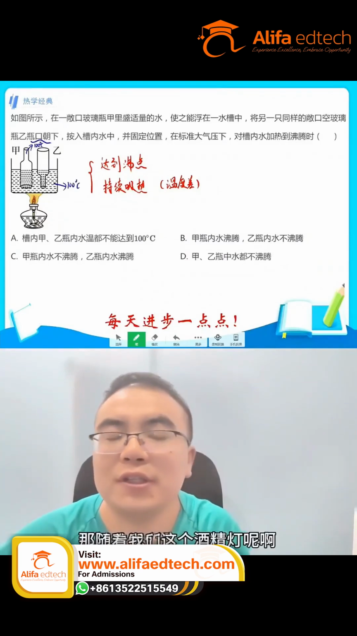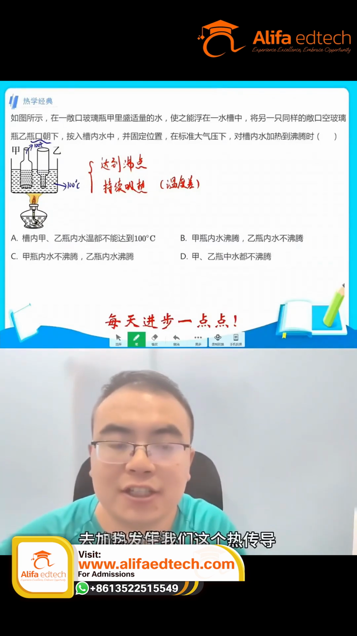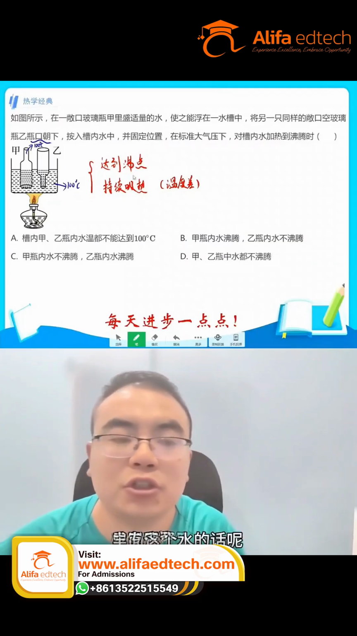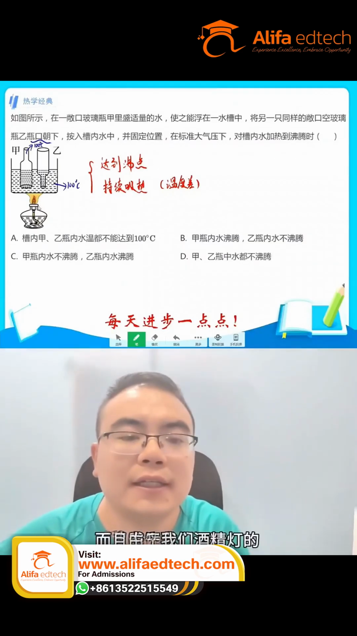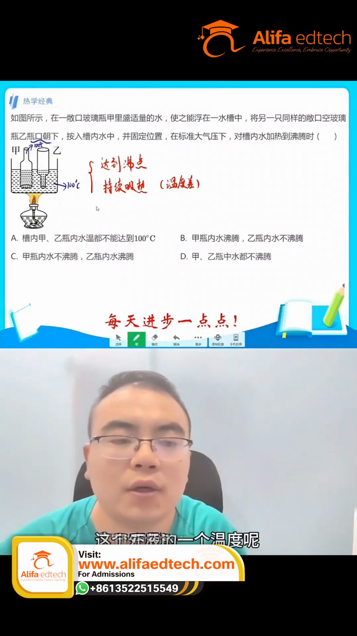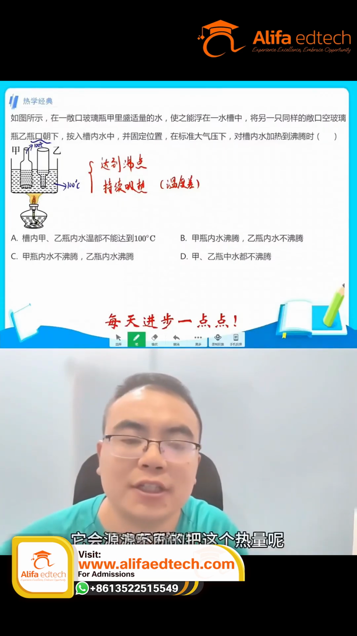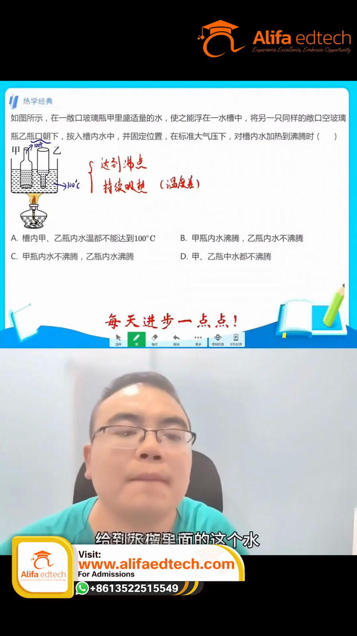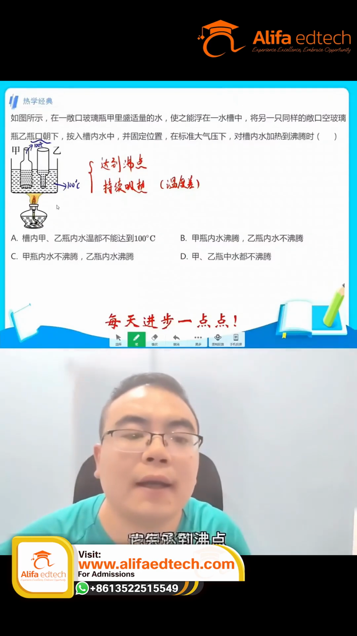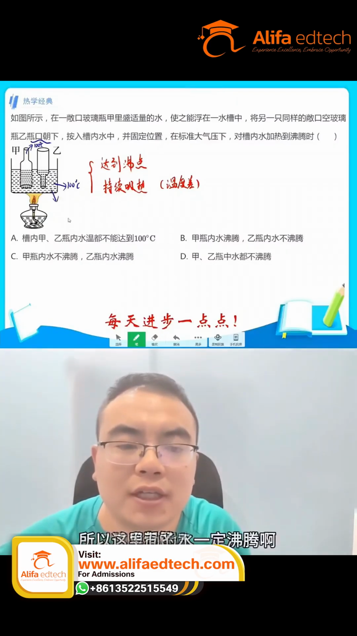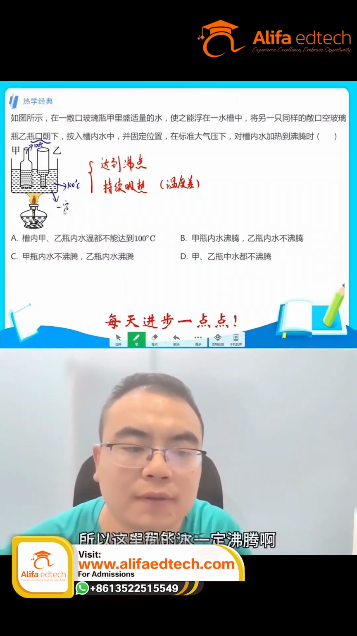So even though we're using this alcohol lamp to heat and cause heat conduction, gradually the water in the outer water bath will reach its boiling point. And because the temperature of the liquid outside is higher than the boiling point of water, it will continuously transfer heat to the water in the water bath. So the water in the water bath will reach its boiling point and continue to absorb heat, so it will definitely boil.